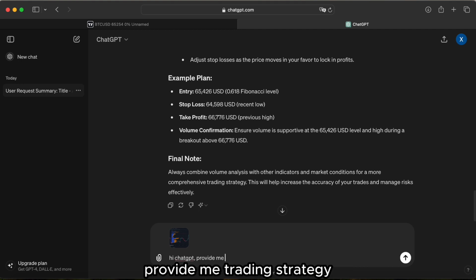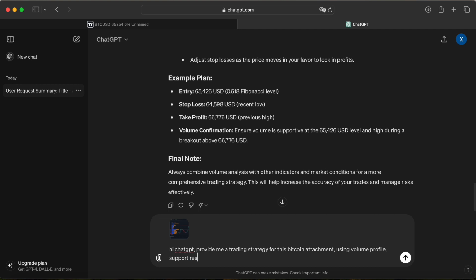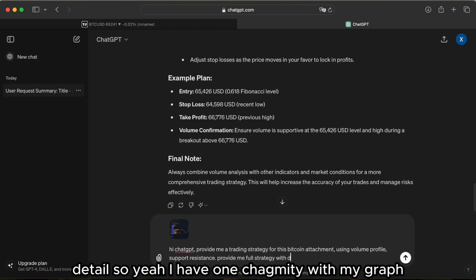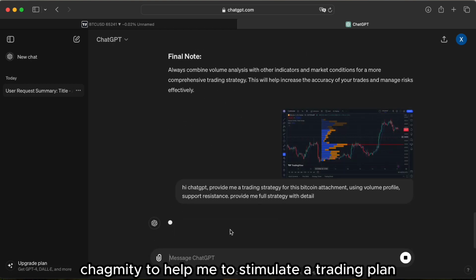provide me a trading strategy for this BTC attachment using volume profile, support, resistance. Provide me full strategy with detail. So yeah, I have provided ChatGPT with my graph, and I asked ChatGPT to help me simulate a trading plan.